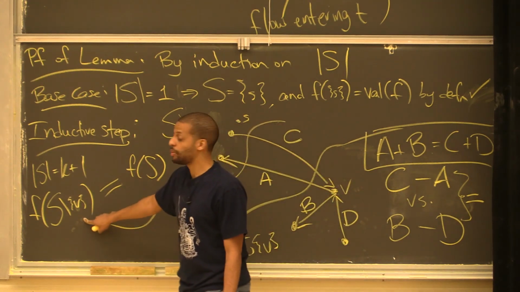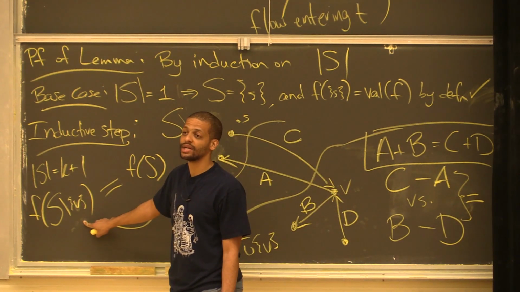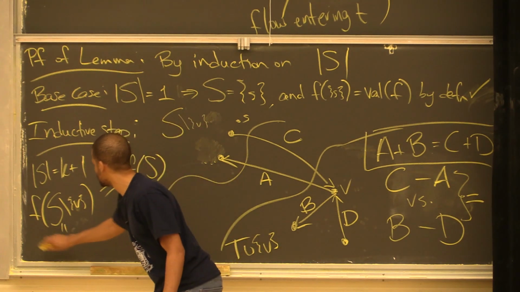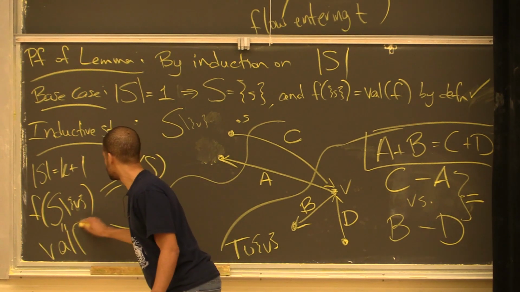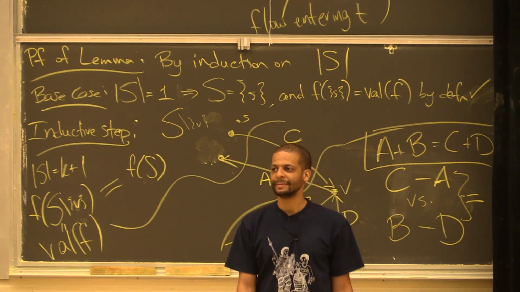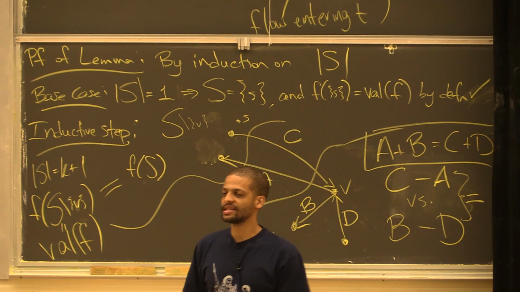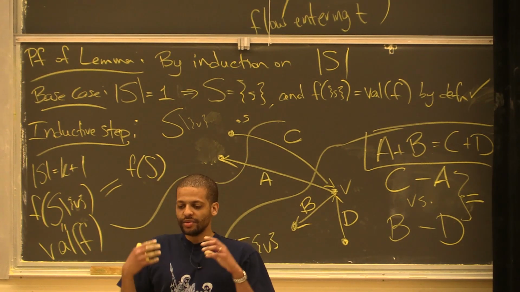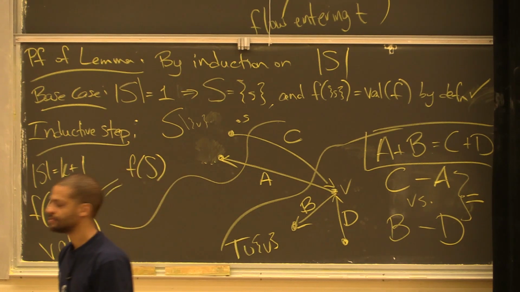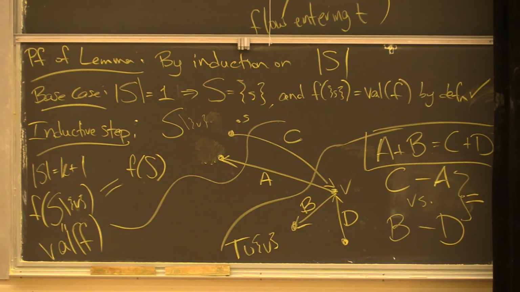But by the inductive hypothesis, remember this S is one size smaller. By the inductive hypothesis, this is equal to the value of F, which means that's equal to the value of F. Okay? So what this lemma is telling us is, no matter how, the net flow for any cut is just equal to the value of F. Okay? And the key in this is the fact that you have conservation of flow. That's what really makes this lemma true.